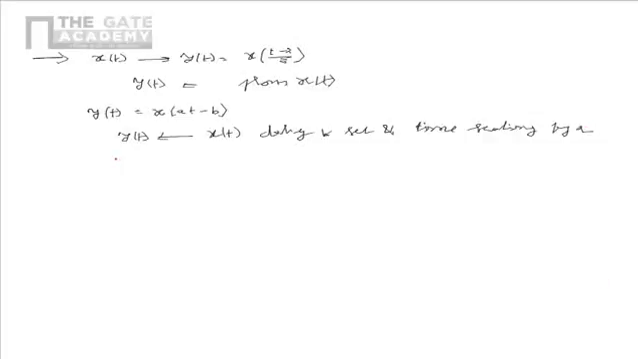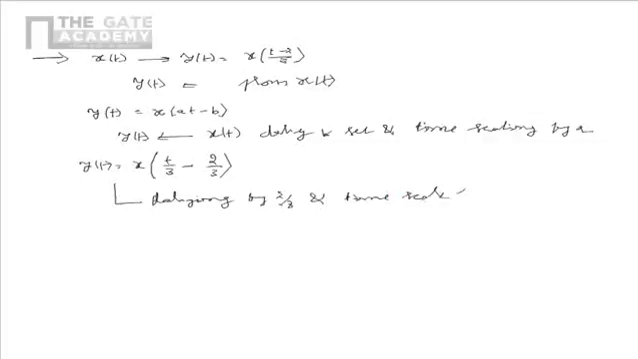So from this we can say that the given y of t can be written as x of t by 3 minus 2 by 3. From this, y of t can be obtained from x of t by delaying by 2 by 3 seconds and then time scaling by 1 by 3. So by doing these operations, y of t can be obtained from the given x of t.